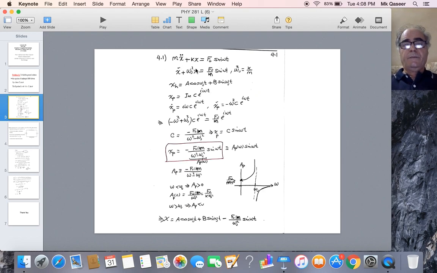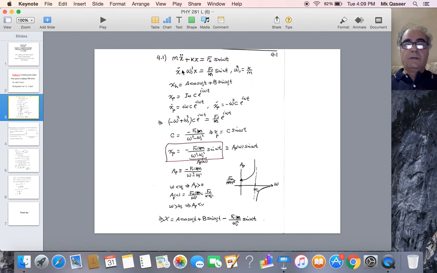First divide by m. Then we know that the second order differential equation has two solutions. The homogeneous solution is given by a cosine omega 0 t plus b sine omega 0 t, where omega 0 is the square root of k over m. For the particular solution, since we have a sine omega t, we put the sine as an exponential, e to the power i omega t. So x_p has the form of the imaginary part of some constant c times e to the power i omega t.